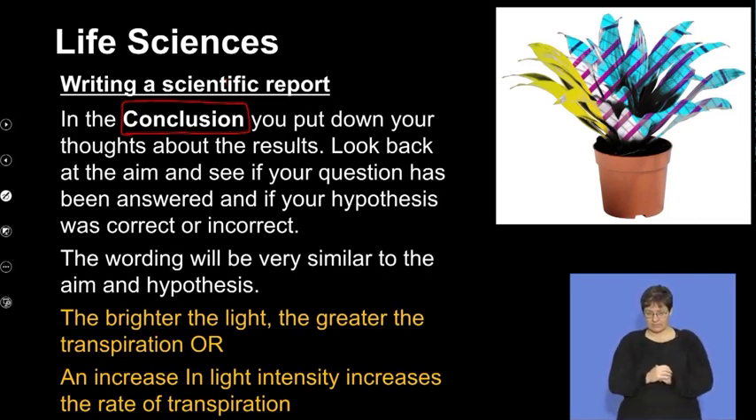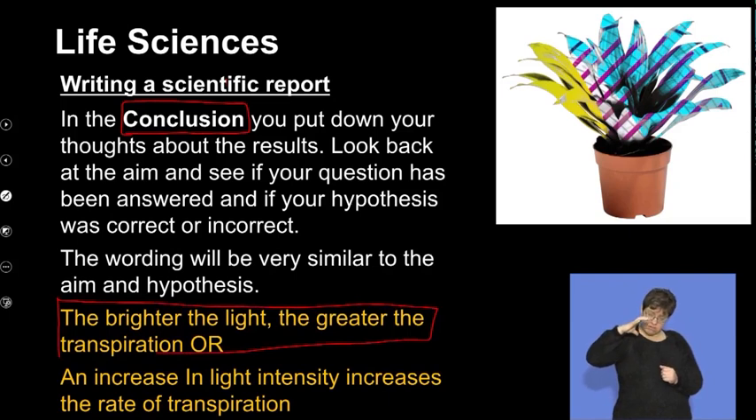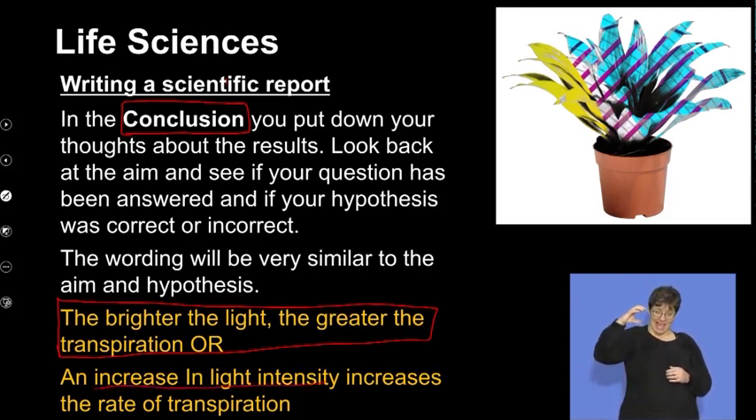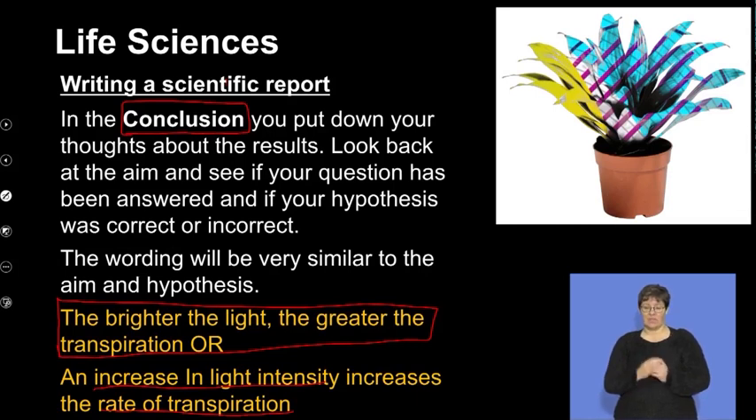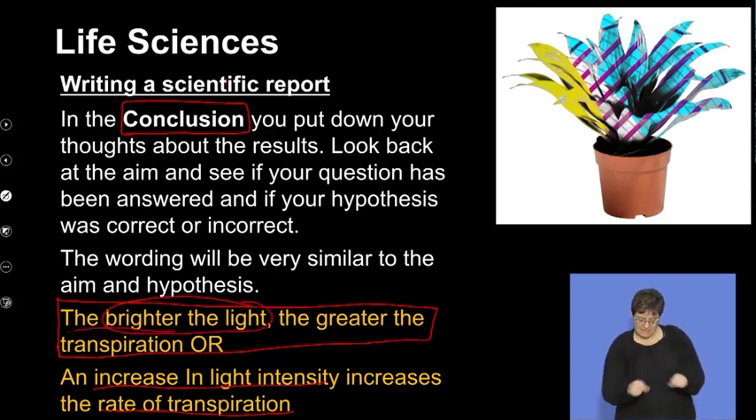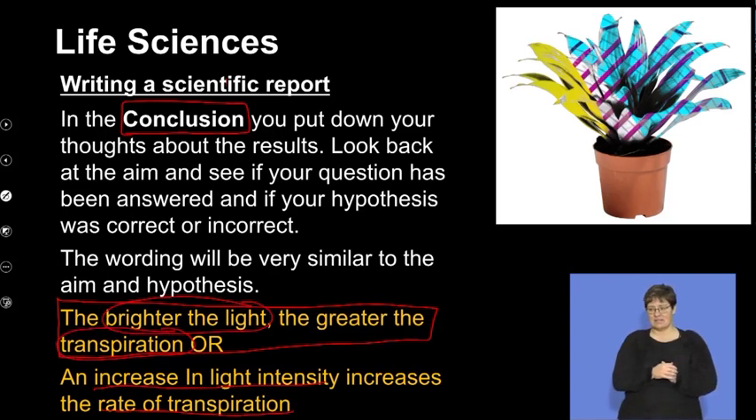Okay, so the boys' conclusion could be the brighter the light, the greater the transpiration, or it could be expressed in a different way as an increase in light intensity, which is the same as saying the brighter the light, and the rate of transpiration, which is the same as saying the amount of water lost. Both of these, though expressed differently, would be perfect for conclusions because they're mentioning the independent variable, the dependent variable, and the relationship word.